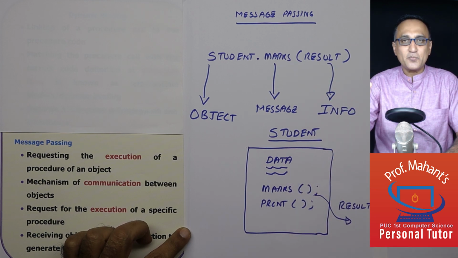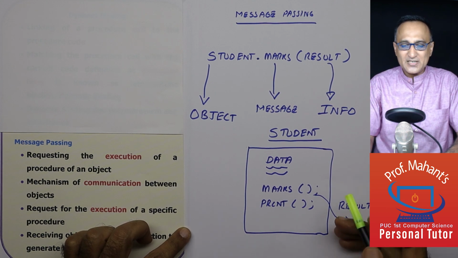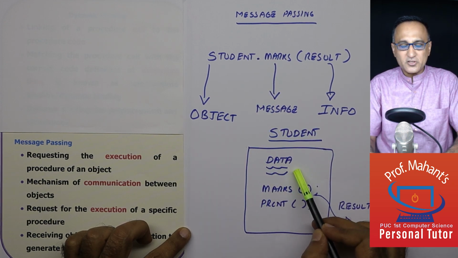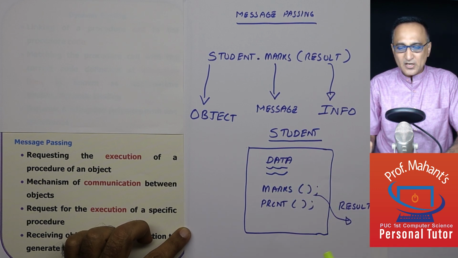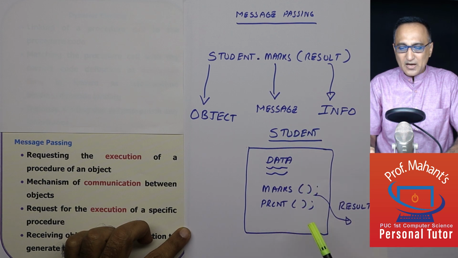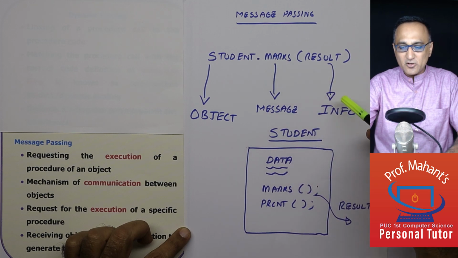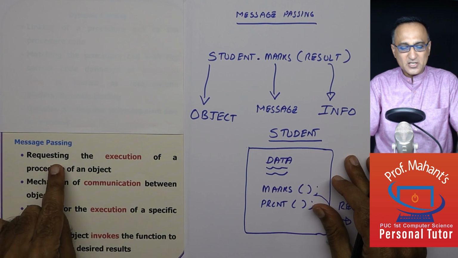Think of it like checking your PUC second year result or first year result or your 10th result by going to the site. Here, this student program contains data about the student: his name, registration number, marks, and so on. So this is the object. Then suppose I say I want the marks. So I am passing the message which is marks. And what is the information or result given to me? It is the result. So this is known as message passing.